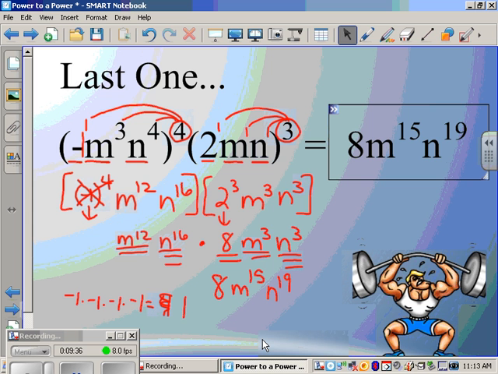So we combined both of the rules, product of powers and power to power rule, to complete this particular problem. And that ends this lesson.